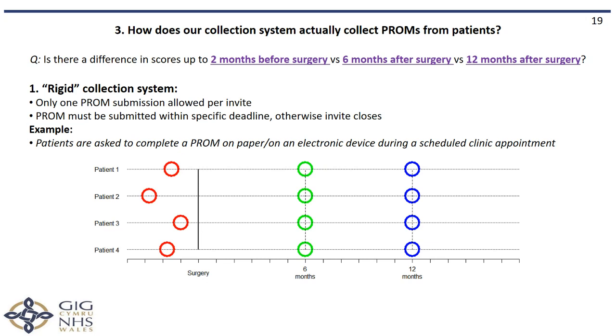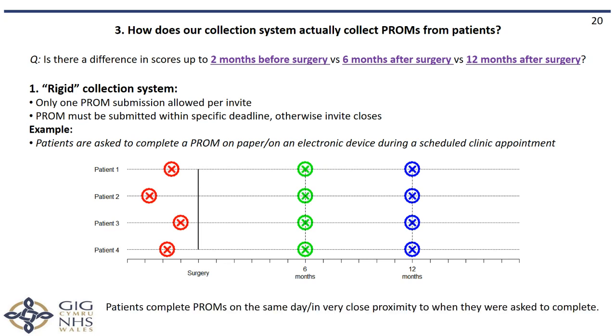The circles in the diagram there are when patients are asked to complete the PROM, so they are the invites. And in this system, that happens to be the same time as the patient's appointments. The red circles could be the pre-surgery appointment. The green circles could be a follow-up appointment 6 months after surgery. And the blue circles could be follow-up appointments 12 months after surgery. Go to the next slide, please.